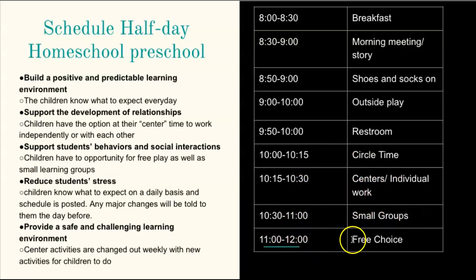From 11 to 12, they'll have free choice, so they can either continue working or go do an educational activity once they're finished with their work. And if they're not finished with the work, then they have to finish before they can go to free choice.